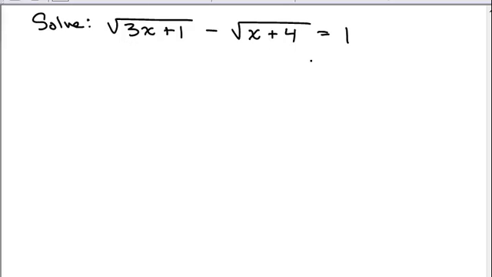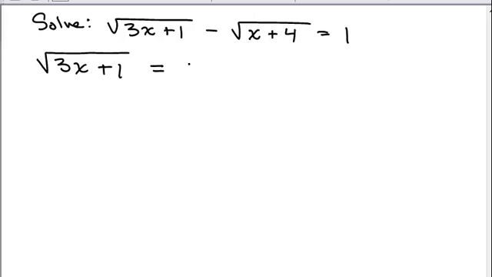Alright, we're trying to solve a square root equation, and to do that we need to isolate the square root. But there are two square roots, so we can only isolate one at a time. I usually like to isolate the more complicated one, 3x plus 1, instead of x plus 4, but it doesn't matter. So I'm going to isolate the square root of 3x plus 1, and then add the square root of x plus 4 to both sides.